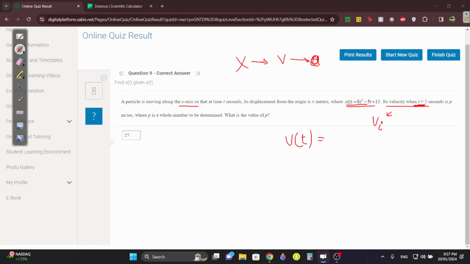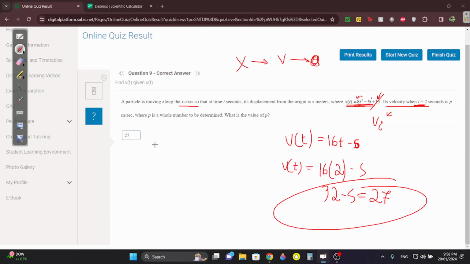How do we find the v(t)? We derive x(t). 2 times you multiply the exponent by the coefficient, becomes 16. 2 times 8 is 16. Reduce the 2 by 1, you get t. Then 1 times minus 5 is minus 5, and reduce the exponent by 1, the t is gone. And 13, there's no power beside it, so you don't write it. So it's going to be 16t minus 5. Now they want it at 2 seconds. So what do we do? v(t), the velocity, equals 16 times the time, which is 2 seconds, minus 5. You get 32 minus 5 equals 27.